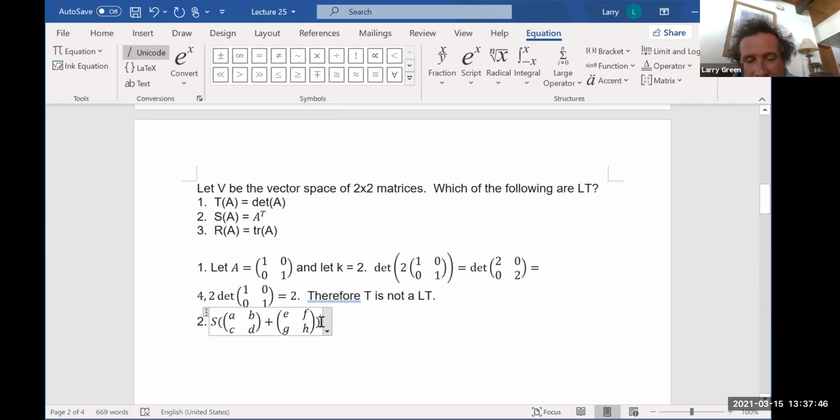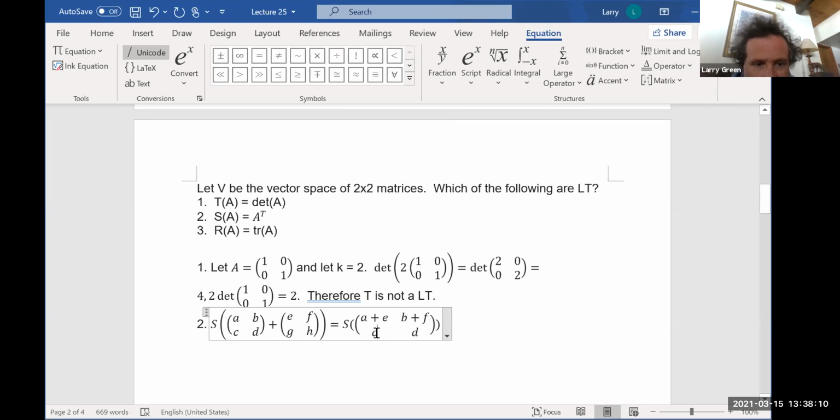Okay. Well, that is equal to S of, let me borrow the matrix. We've got to add those matrices. So we're going to have A plus E, B plus F, C plus G, D plus H. Stop me if you don't understand something.